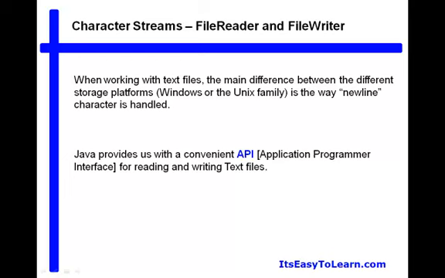So let us continue with the character streams. When working with text files, the main difference between the different platforms, Windows or Unix family, is the way new line characters are handled. The new line, \n, is represented differently in different operating systems. It could be line feed, carriage feed, or just carriage return. We application programmers need not worry about that. If you're going to work with character data, Java recommends us to use the file reader and the file writer.